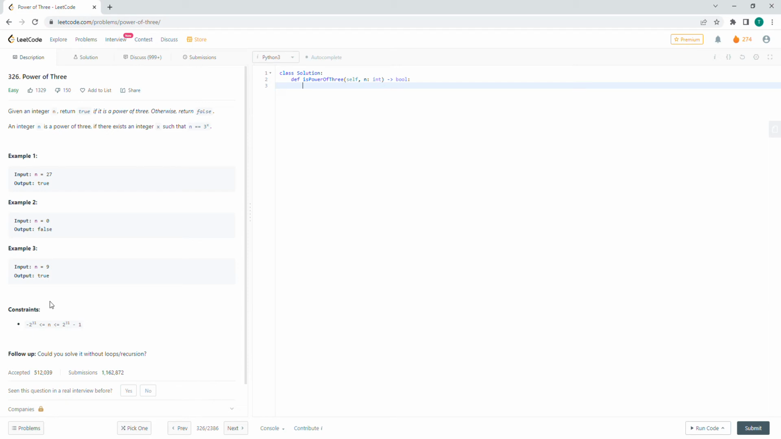For our constraints, we have n between negative 2 to the power of 31 and 2 to the power of 31 minus 1. Okay, solve this without loops or recursion.